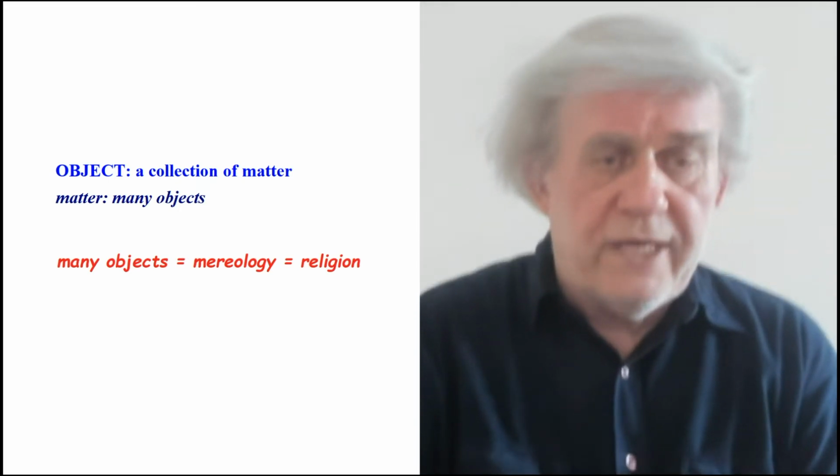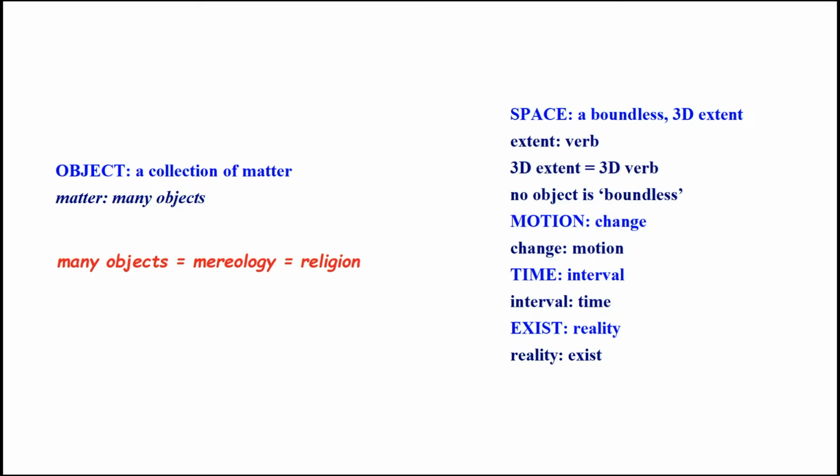Paul also tries to define other words in there. Space, boundless 3D extent. Okay, you look up extent, it's a verb. That's what extent means. It means to extend. So there's no physical object called extent. You can't say that extent is three-dimensional. There's no such thing as a three-dimensional extent, because you're saying that there's a three-dimensional verb. It's like saying that running is three-dimensional. That's what he said there.